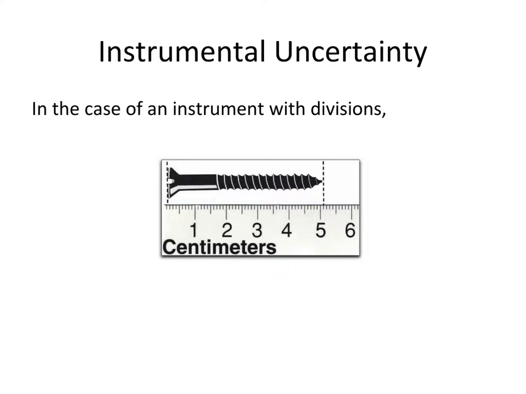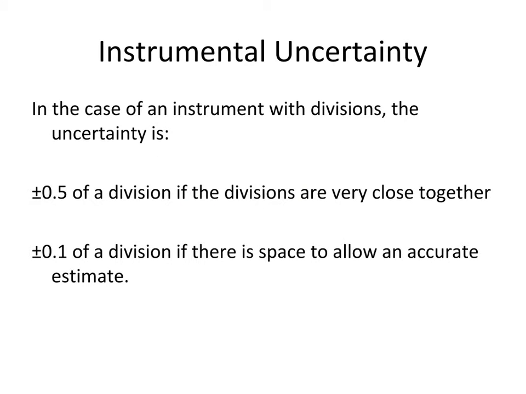If we're using a certain instrument with divisions, like a ruler for example, then the uncertainty can be taken as plus or minus 0.5 of a division if the divisions are very close together, or plus or minus 0.1 of a division if there's more space to allow for an accurate measurement, or estimate rather, of the uncertainty.